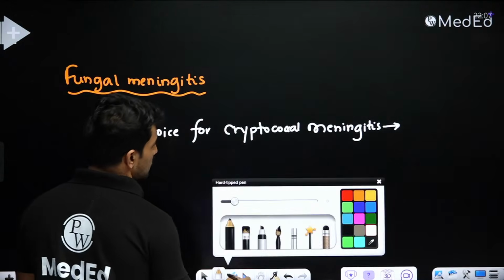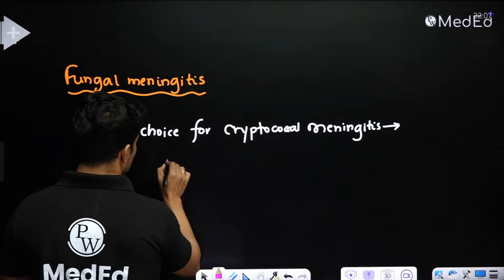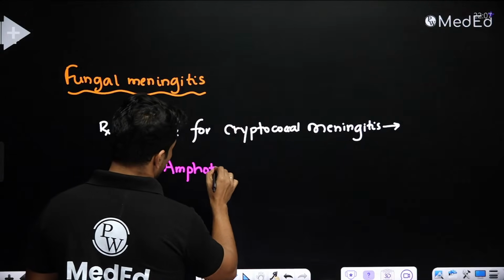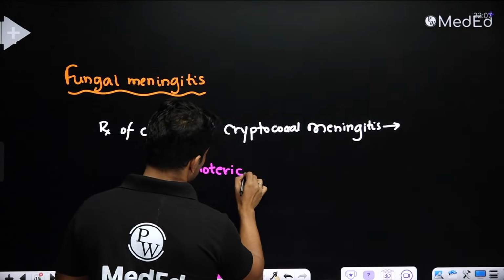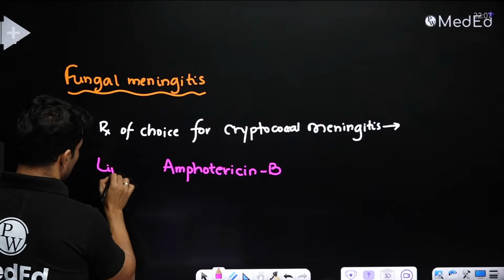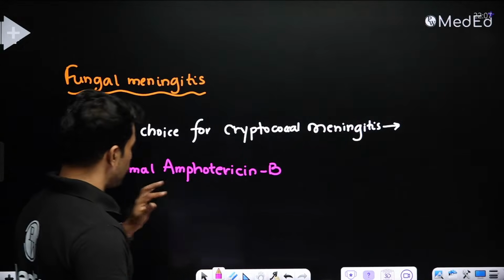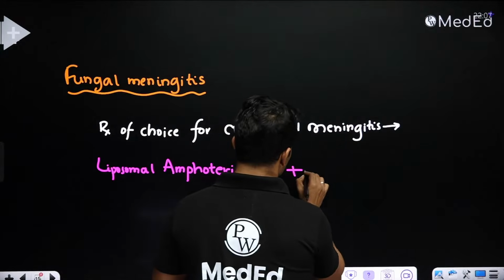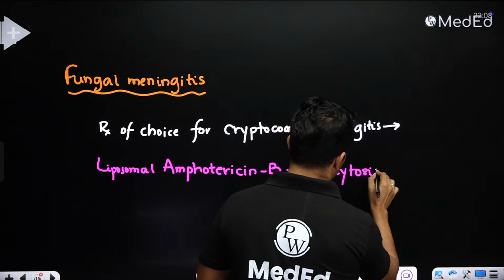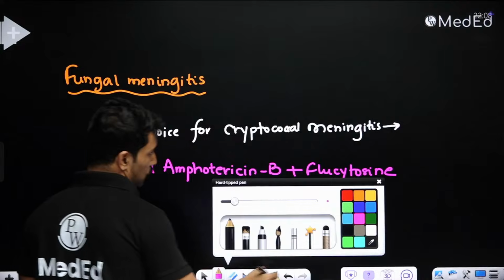So if they ask you specifically what is the drug of choice, it is going to be amphotericin B. And because we know that amphotericin is nephrotoxic, we should prefer liposomal amphotericin B. So liposomal amphotericin B plus flucytosine. That's going to be the treatment of choice for eradication of infection.